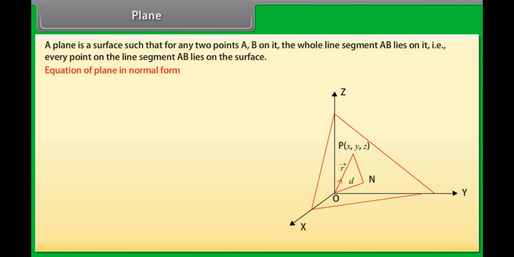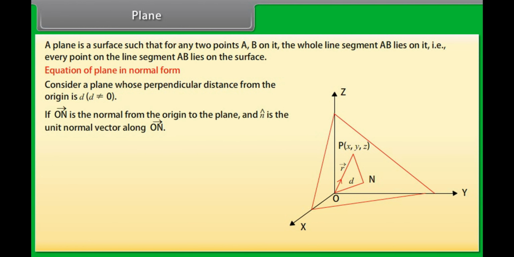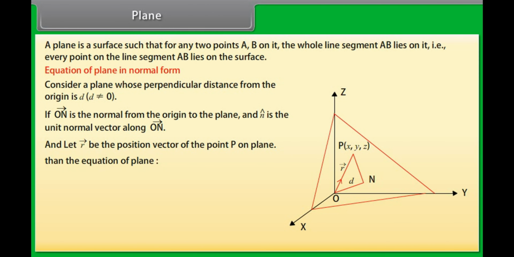Equation of plane in normal form. Consider a plane whose perpendicular distance from the origin is d not equal to 0. If vector ON is the normal from the origin to the plane, and n cap is the unit normal vector along vector ON, and let vector r be the position vector of the point P on the plane. Then the equation of the plane is vector r dot unit vector n equals d.